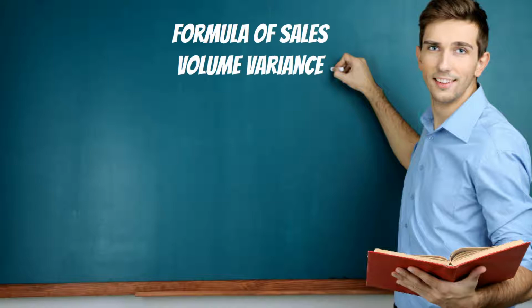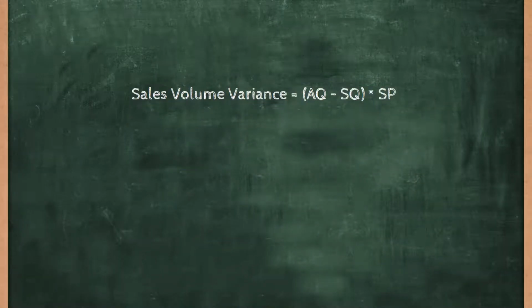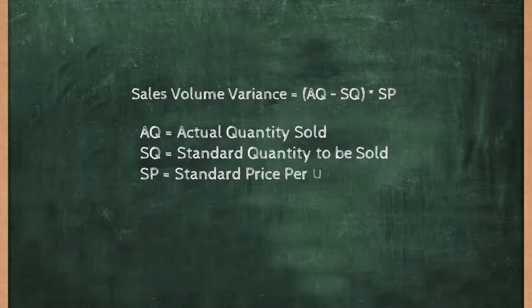Formula of the sales volume variance. Sales volume variance is equal to the AQ minus SQ. The result is then multiplied by the SP, where AQ is equal to the actual quantity sold, SQ is equal to the standard quantity to be sold, and SP is equal to the standard price per unit.